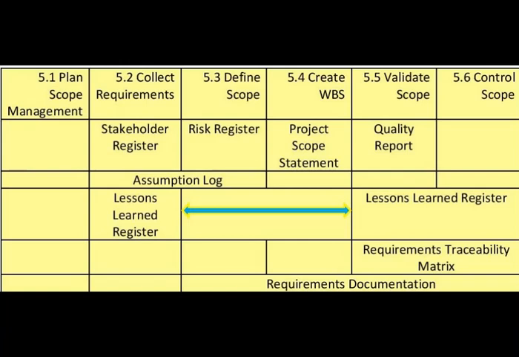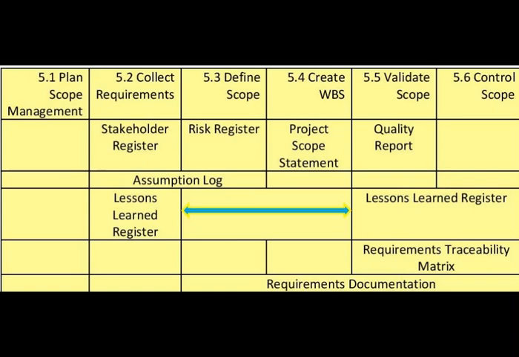Question 1. All of the following are inputs to the conduct procurement process except A. Procurement management plan, B. Communication management plan, C. Cost baseline, D. Schedule management plan. Question 2. All of the following are inputs to the plan stakeholder engagement process except A. Procurement management plan, B. Communication management plan, C. Resource management plan, D. Risk management plan.